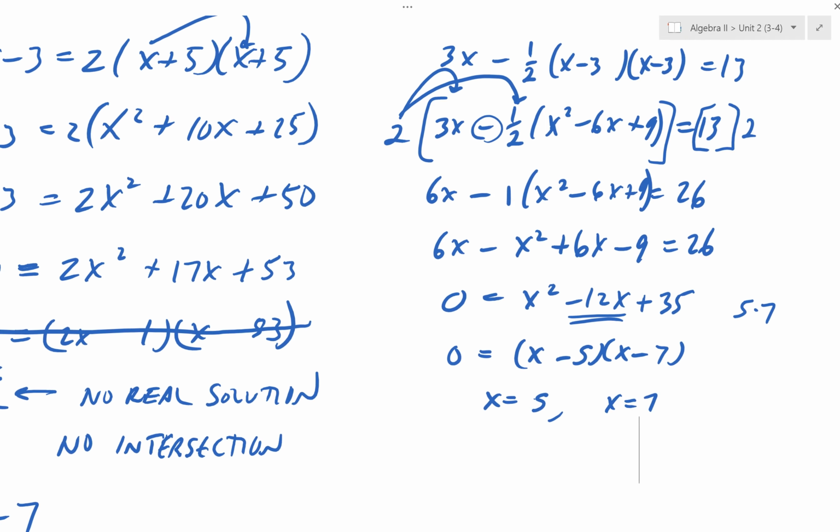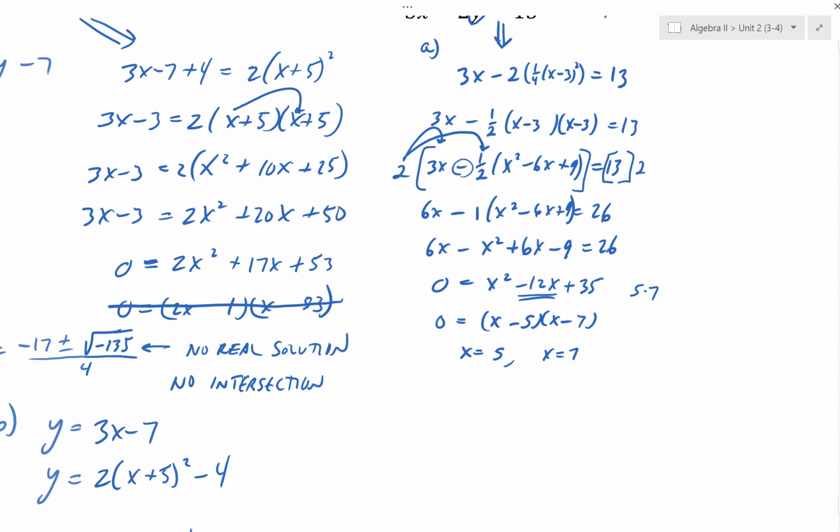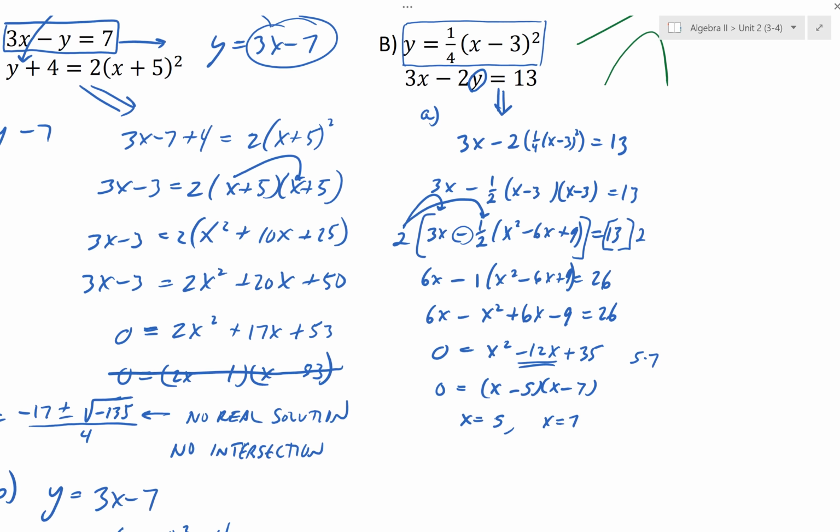And remember what we're trying to find. We're trying to find the intersection points of a line and a parabola. So the x coordinate is not all I need. I need the actual points where they intersect. So now we can go back to the original problem up here, the original parabola. If I plug in 5, what do I get for y? Plug in 5 for x.